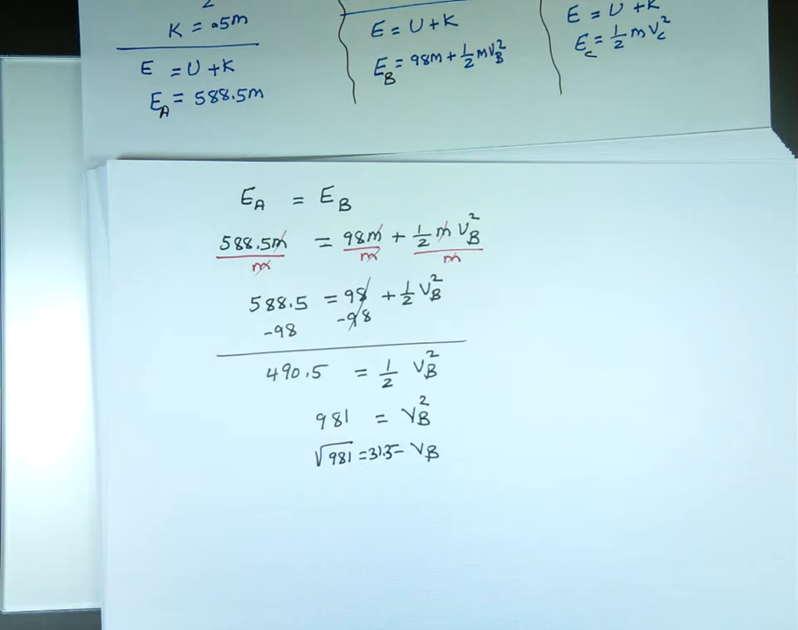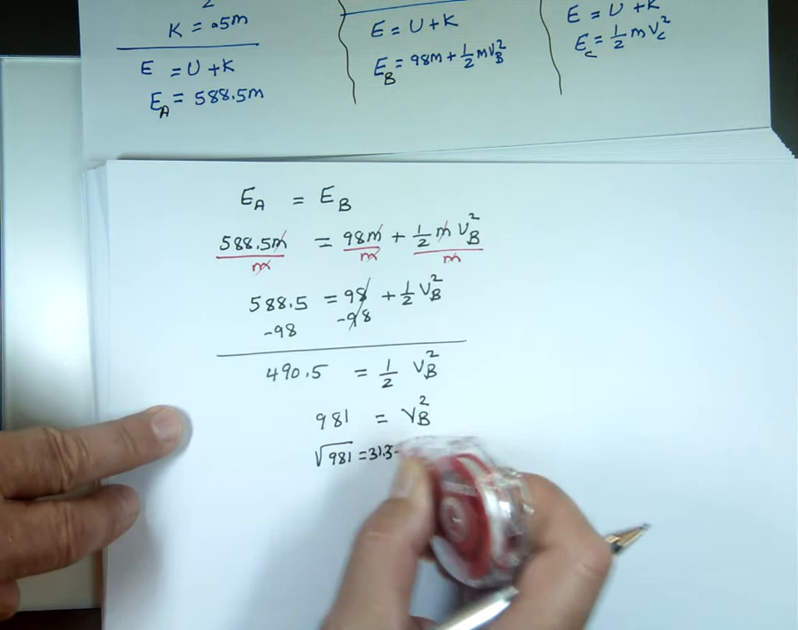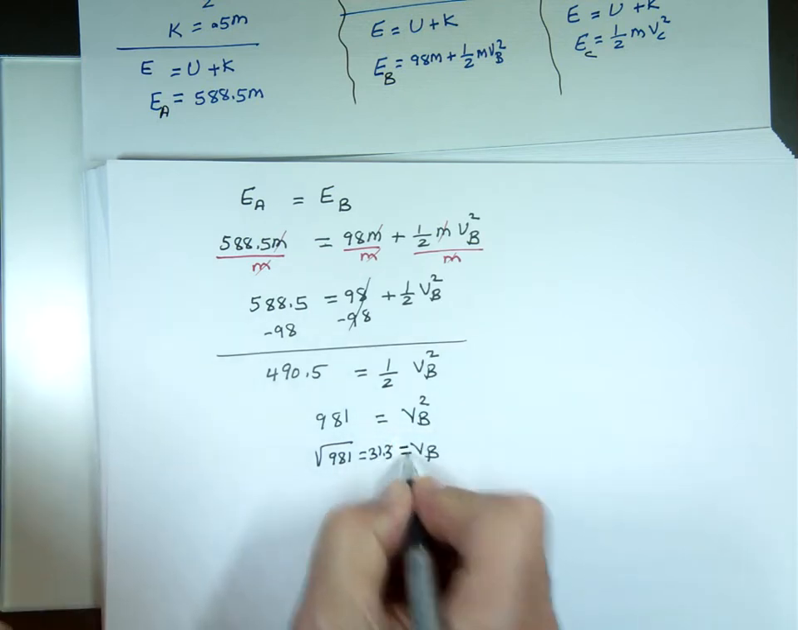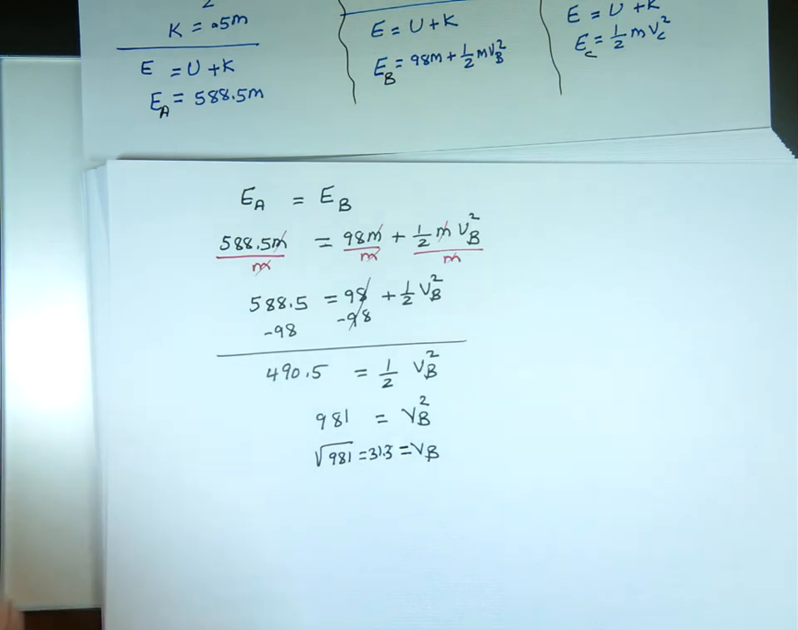That's how fast you'll be going on that ride when you hit that point. 31.3 meters per second times 2.24, just to give you an idea, is 70 miles an hour.